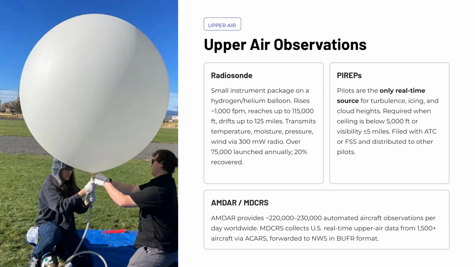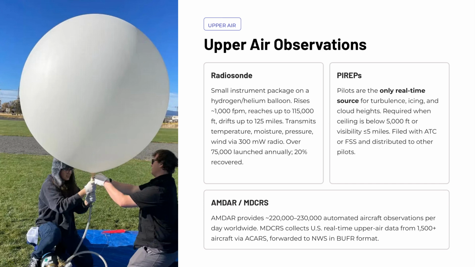Pilot reports, or PIREPs, are uniquely valuable because pilots are the only real-time source for actual turbulence, icing conditions, and cloud heights aloft. When ceiling drops below 5,000 feet or visibility falls to 5 miles or less, filing a PIREP is required. These reports go to ATC or flight service and are shared with other pilots in the area.